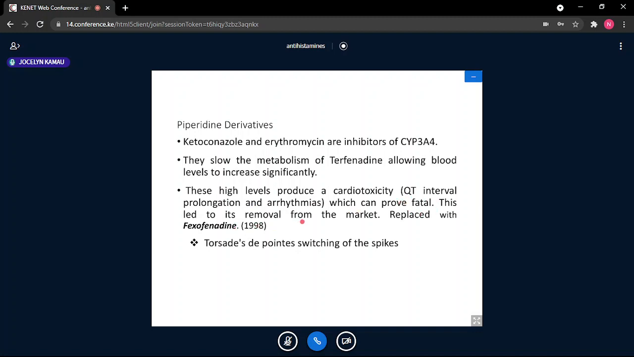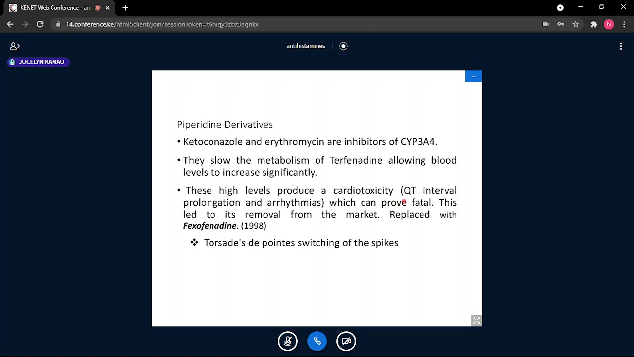This led to its removal, and it was replaced by fexofenadine, which is a metabolite of terfenadine. So you do not require to give terfenadine. Although it is being metabolized to fexofenadine, terfenadine also has a long duration of action, up to 20 hours. It can remain in the body for 20 hours, and therefore it will also bring its toxicity. So now you remove terfenadine and replace it with fexofenadine.